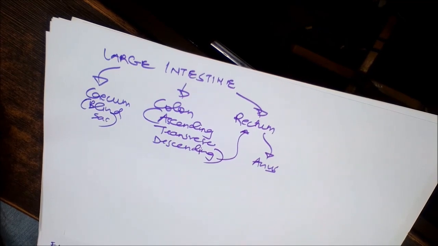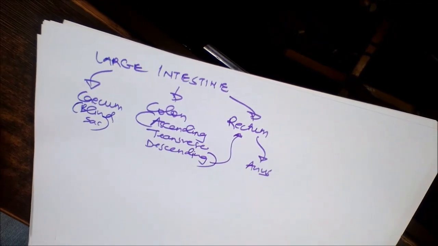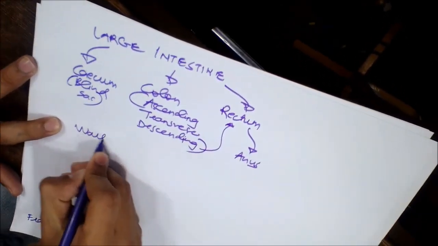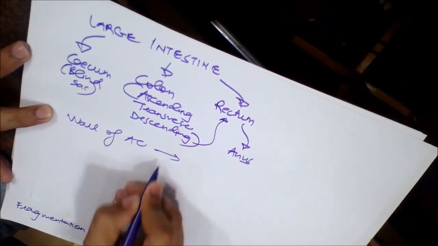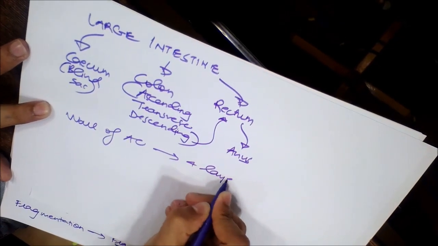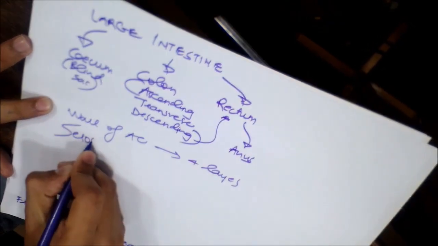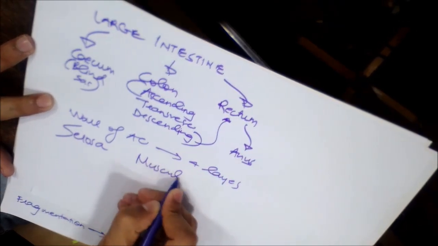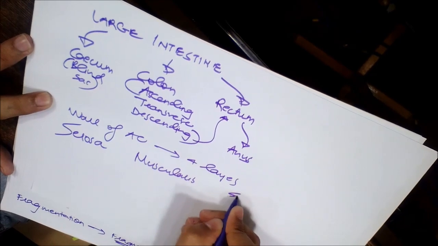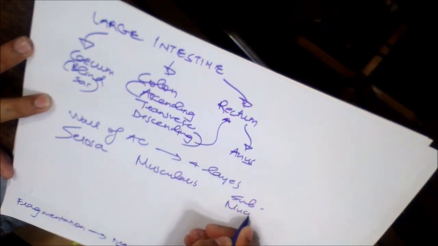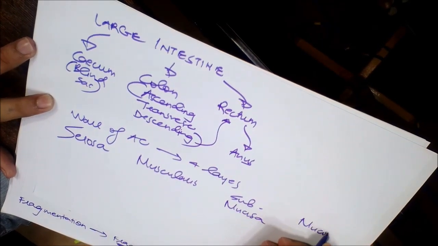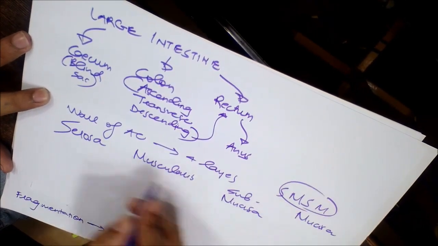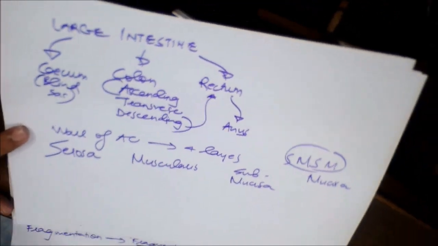The wall of the alimentary canal from the esophagus to the rectum possesses 4 layers, namely serosa, muscularis, submucosa, and the mucosa. So it is SMSM: serosa, muscularis, submucosa, and mucosa.